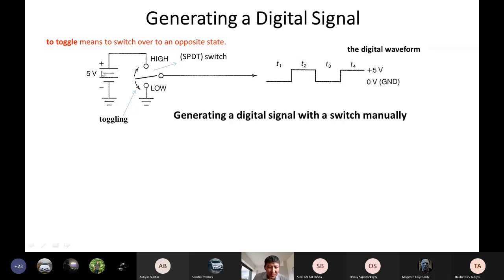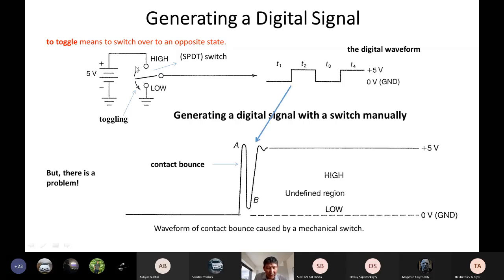But this kind of simple device for generating a digital signal has a problem. This problem is called contact bounce. When we switch, if you scale up and see in more detail, you can see here we have some contact bouncing. In Russian we call it дребезг, but in English it's contact bouncing.